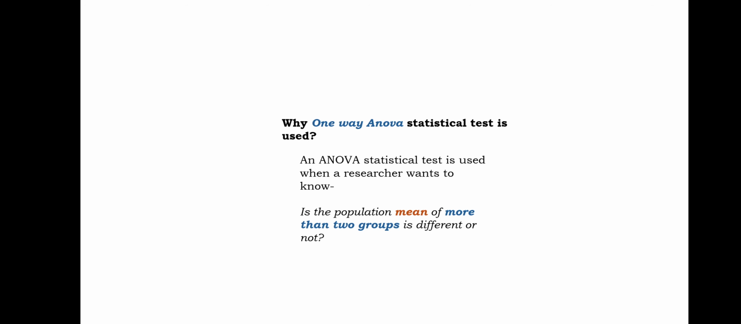So what we learn is that the reason we use the one-way ANOVA statistical test is because we want to know whether the population mean of more than two groups is different or not. Can we say with assurance, with surety, that what our samples are showing, we can say the same about the population? So this is the reason we use a one-way ANOVA statistical test.